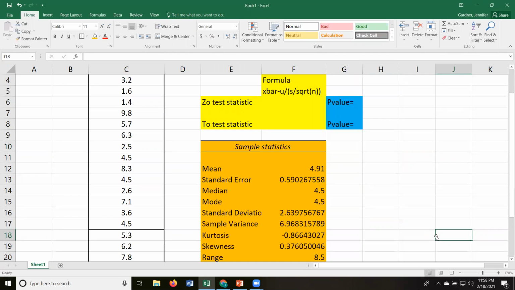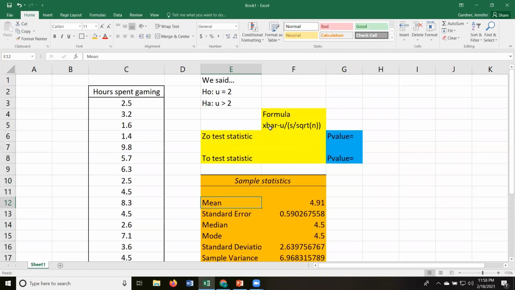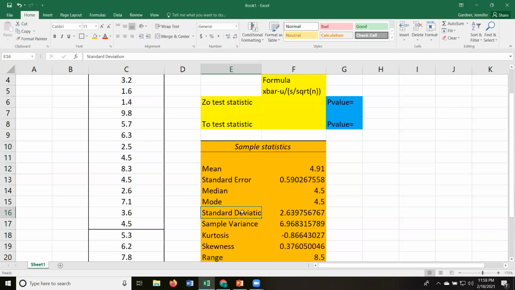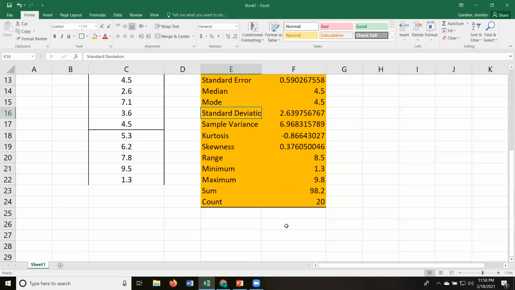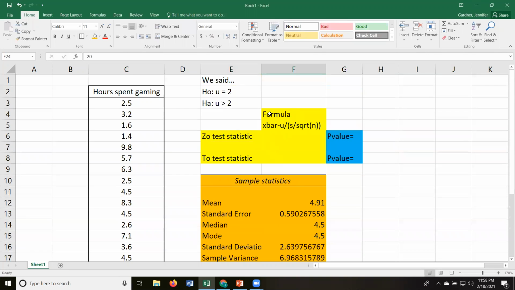All right, so now we get to use this information. This mean is our sample mean, so this is x bar. We need that. This is our standard deviation. We need that. And all the way down here at count, that's our sample size of 20. We had 20 pieces of information. So now I can do the formula. Equals the sample mean, and it says minus that mu symbol. And I said up here that it was 2 originally. So the population mean is considered 2 because that's the one that is in my hypothesis.